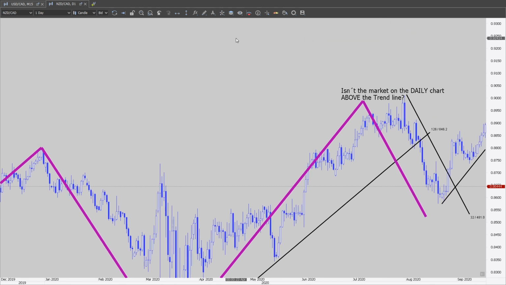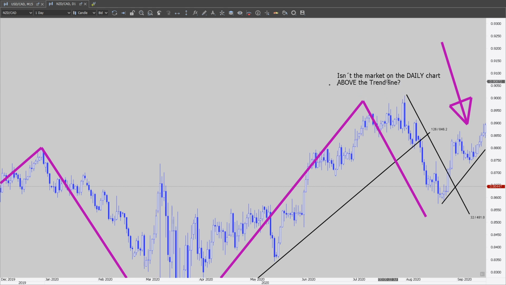Look at the market. The market's making higher highs, higher lows. We are here. Isn't the market above the trend line? SL says long. Higher structure is making lower lows. What do you mean higher structure? Do you mean the weekly or the monthly or? Long, long, long. Okay, we are going long.